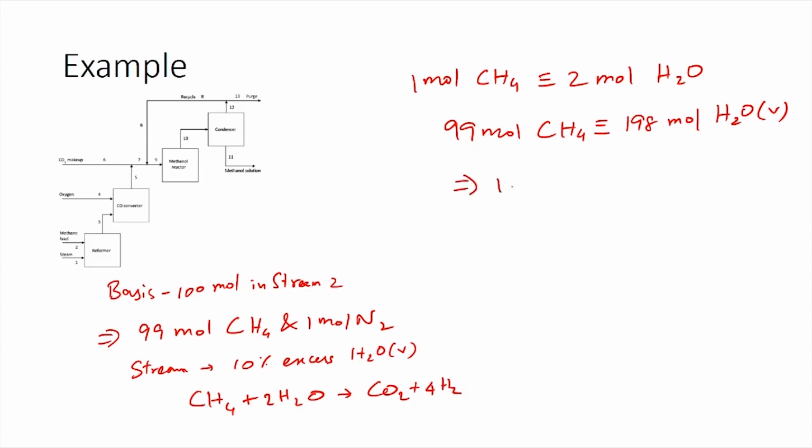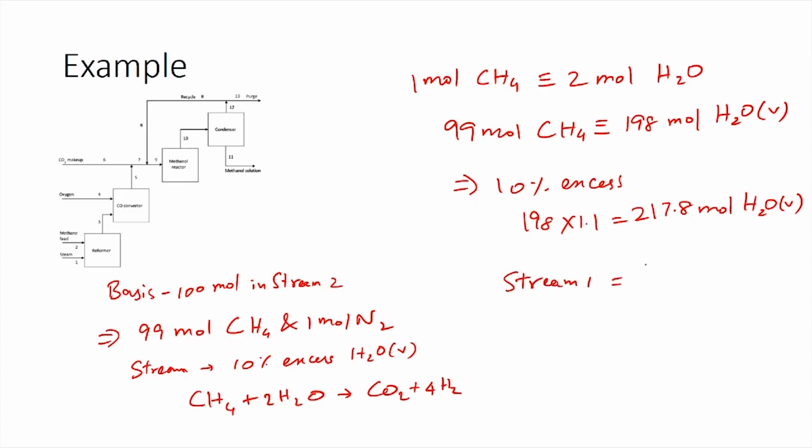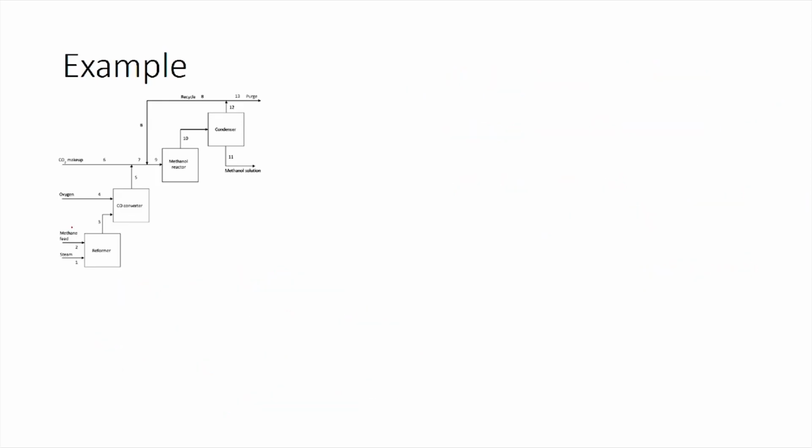We know that 10% excess is actually fed. This implies 198 times 1.1 would be the actual number of moles fed in stream 1. So, this is 217.8 moles of water vapor being fed. So, stream 1 is 217.8 moles. Now, we need to calculate information about stream 3.